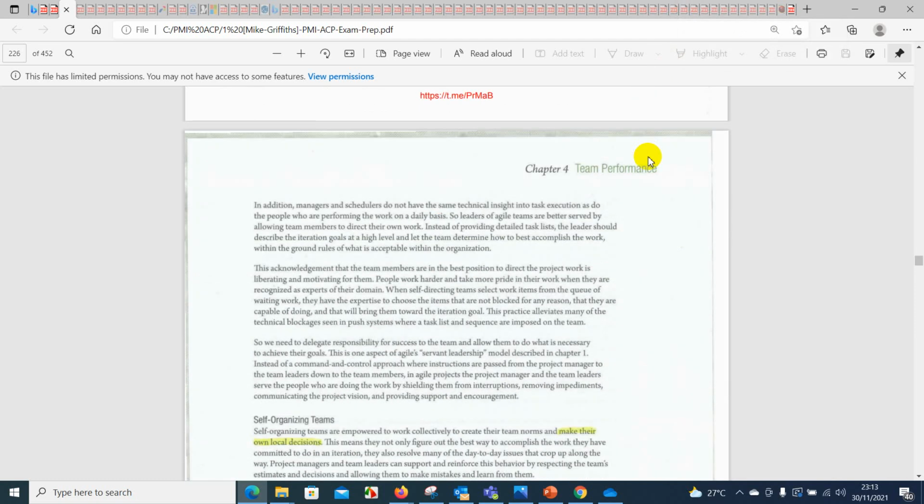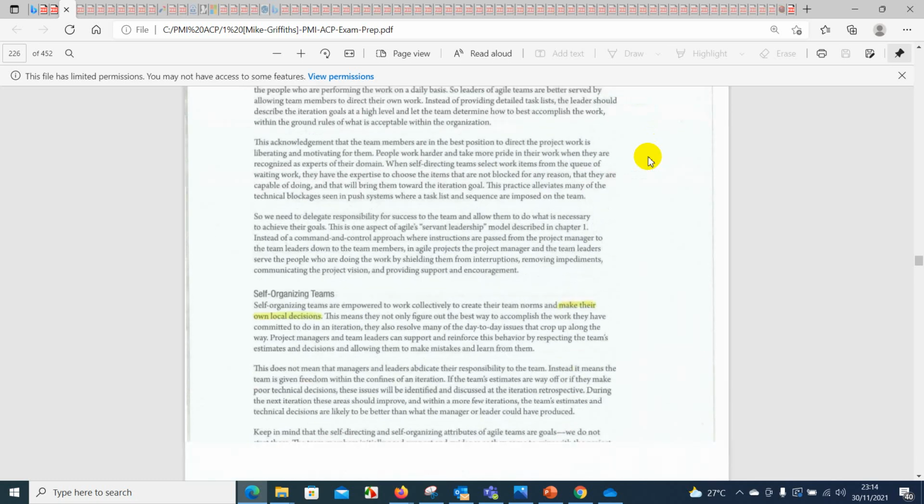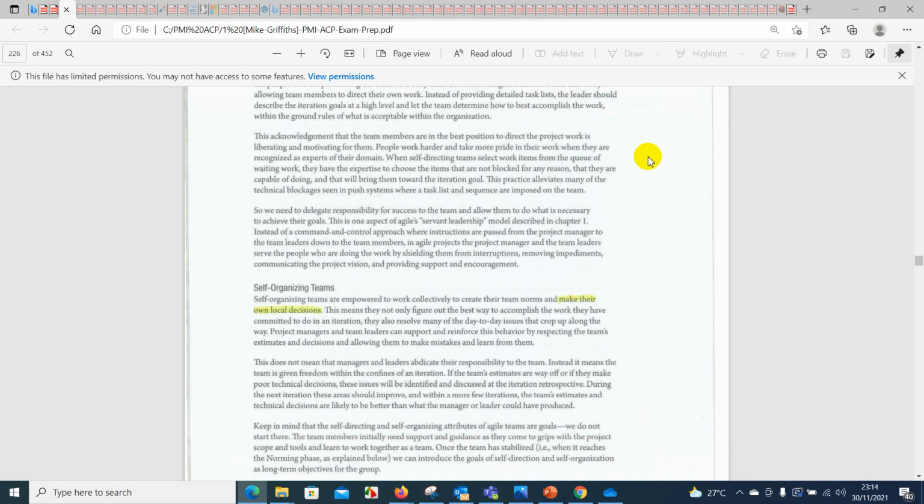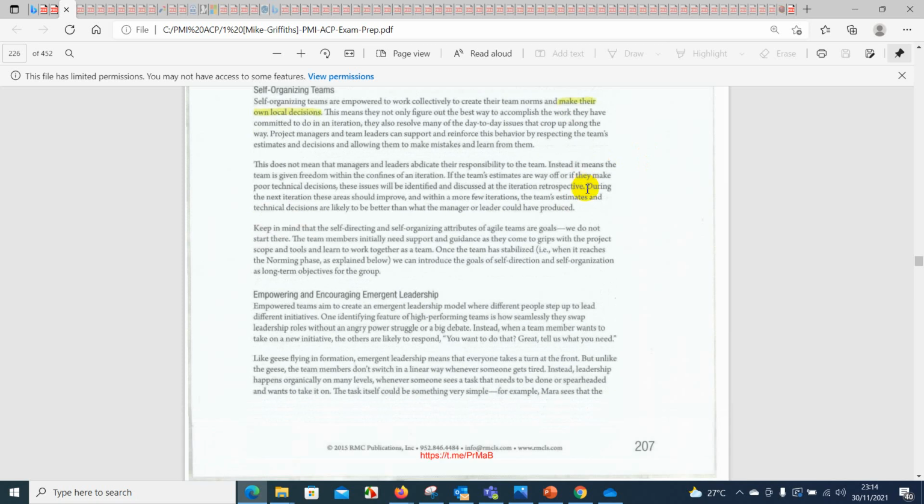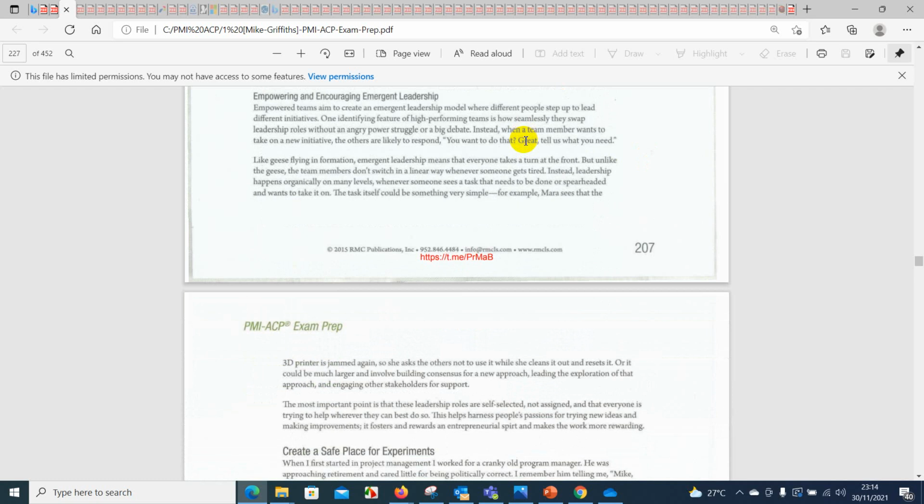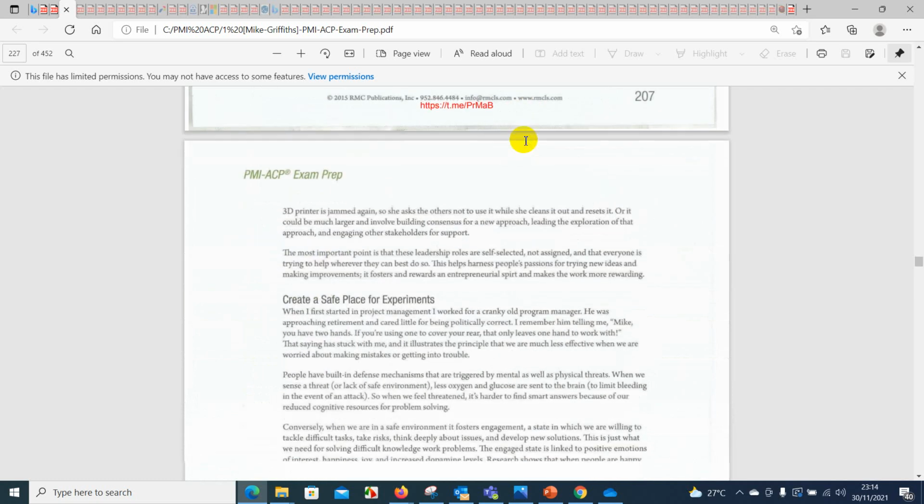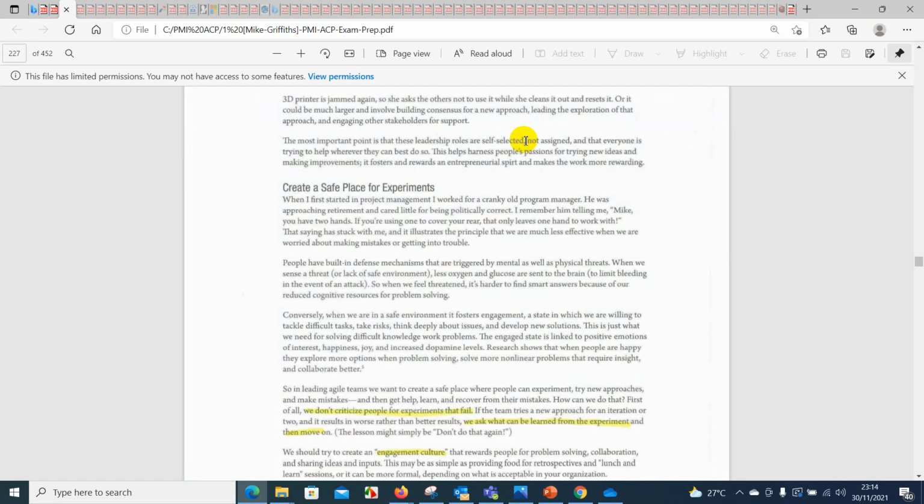In addition, managers and schedulers, technical... this knowledge that the team has, instead of directing. There are a few units where racing teams make their own local decisions. This means they find out the best way. Keep in mind encouraging emergent leadership, and creating a safe place for experiments.